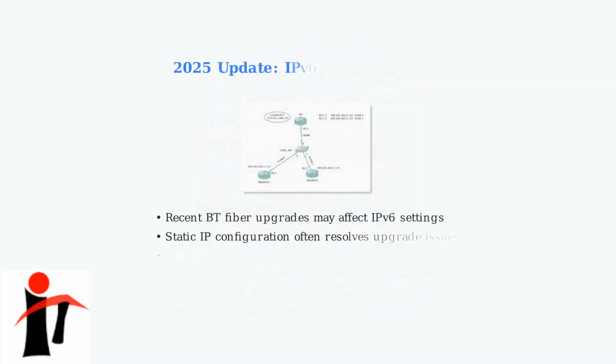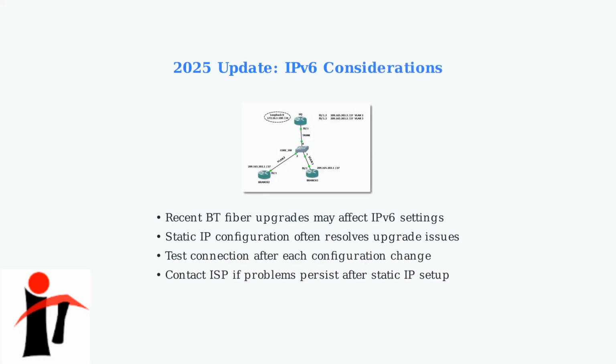As of 2025, manually configuring static IP settings often resolves connectivity issues, especially after events like BT fiber upgrades that may affect IPv6 configurations. This approach provides a stable, reliable connection for your YouView box. Remember, when DHCP fails, switching to static IP configuration with the correct network parameters typically resolves IP-related connectivity problems and provides a more stable connection for your YouView services.